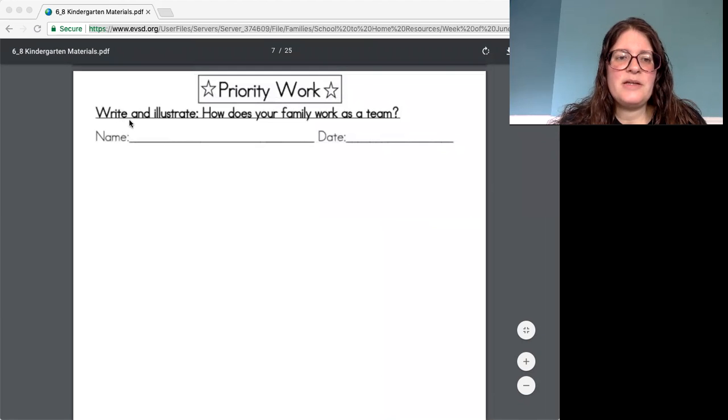Now we're going to talk about writing. So here it says, write and illustrate. How does your family work as a team?